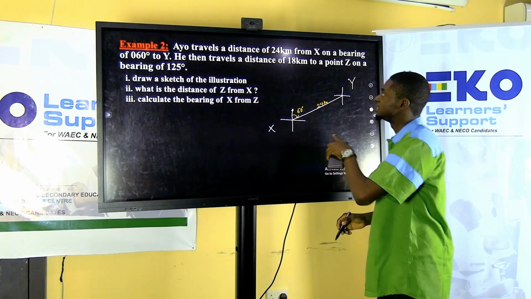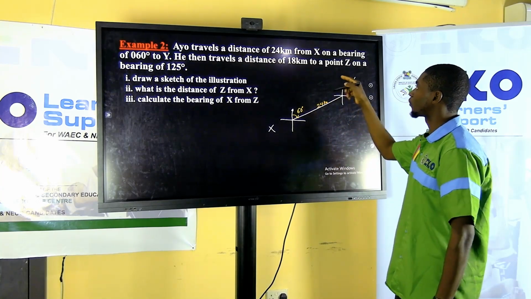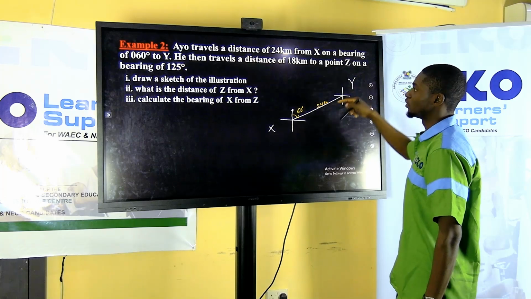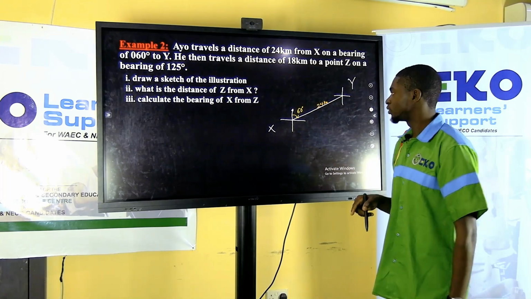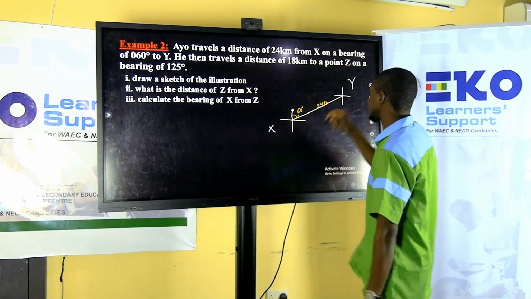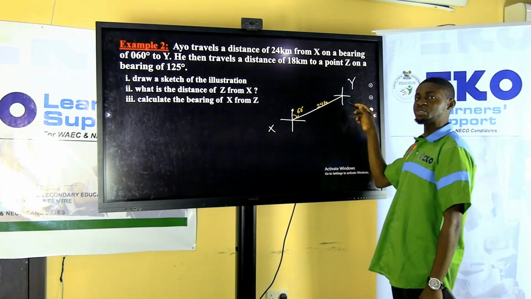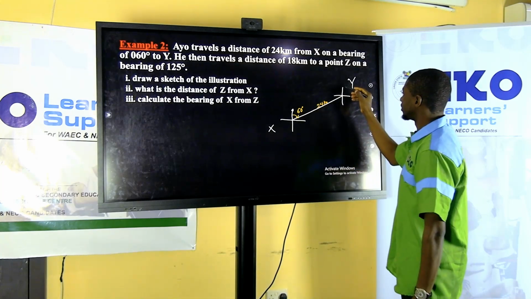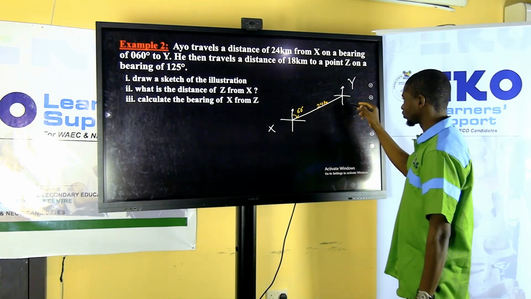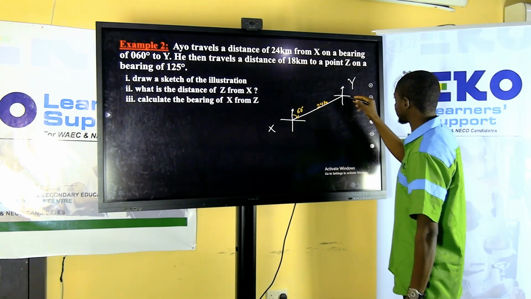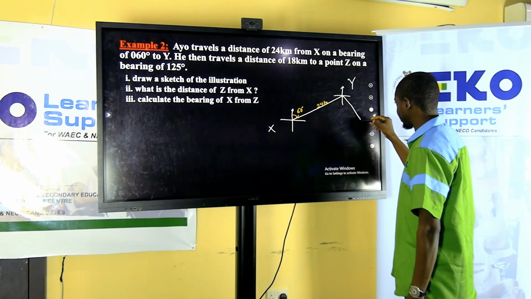It then travels a distance of 18 kilometers to point Z on a bearing of 125. We are not starting the bearing from X again. Rather, it will be from Y because he has gotten to this point. So before taking another reading, 125 degrees. And remember, this is the north, take 125 around there, 18.